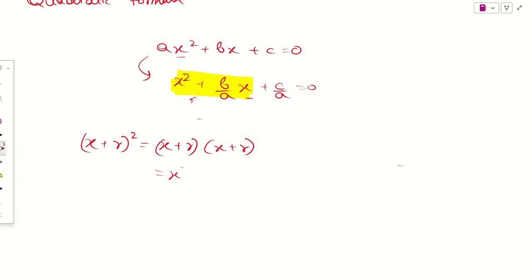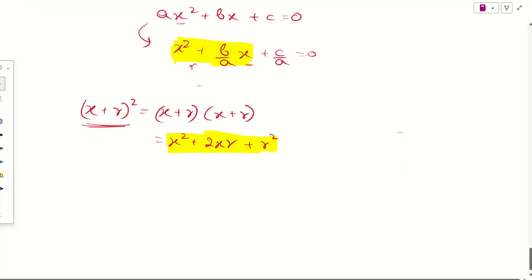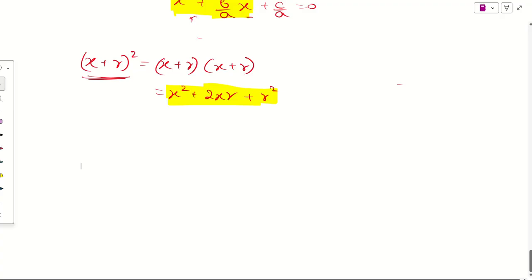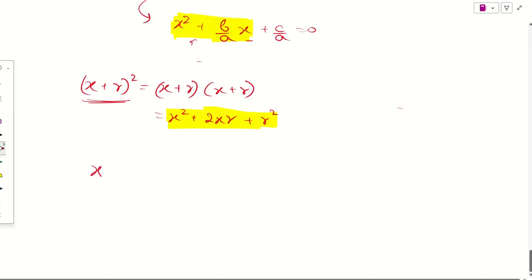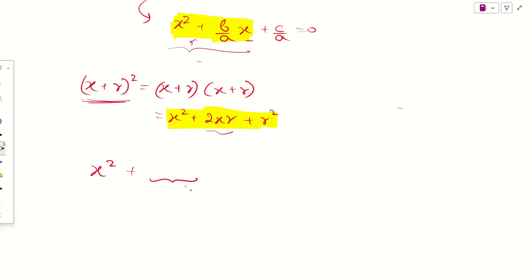It will be your x square plus 2xr plus r square. So we are trying to make this x term look like this, so we can shrink it into a perfect square shape like this. So what we can do here is take this x term corresponding to the x term, plus we need to have 2xr here. How can we have 2xr here?